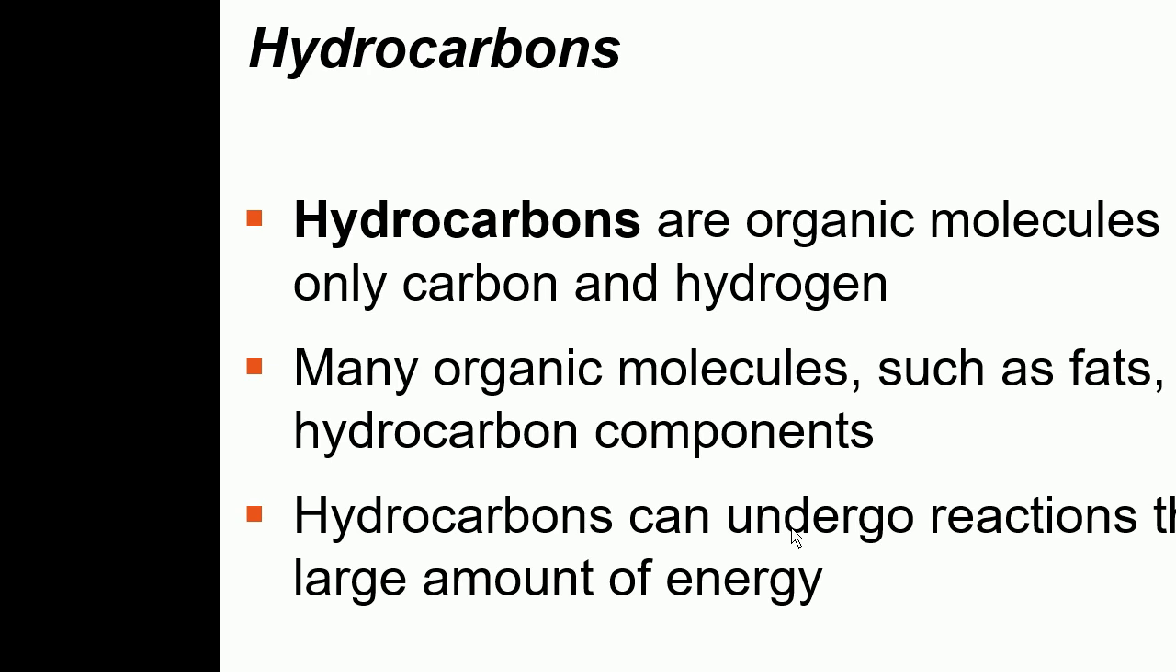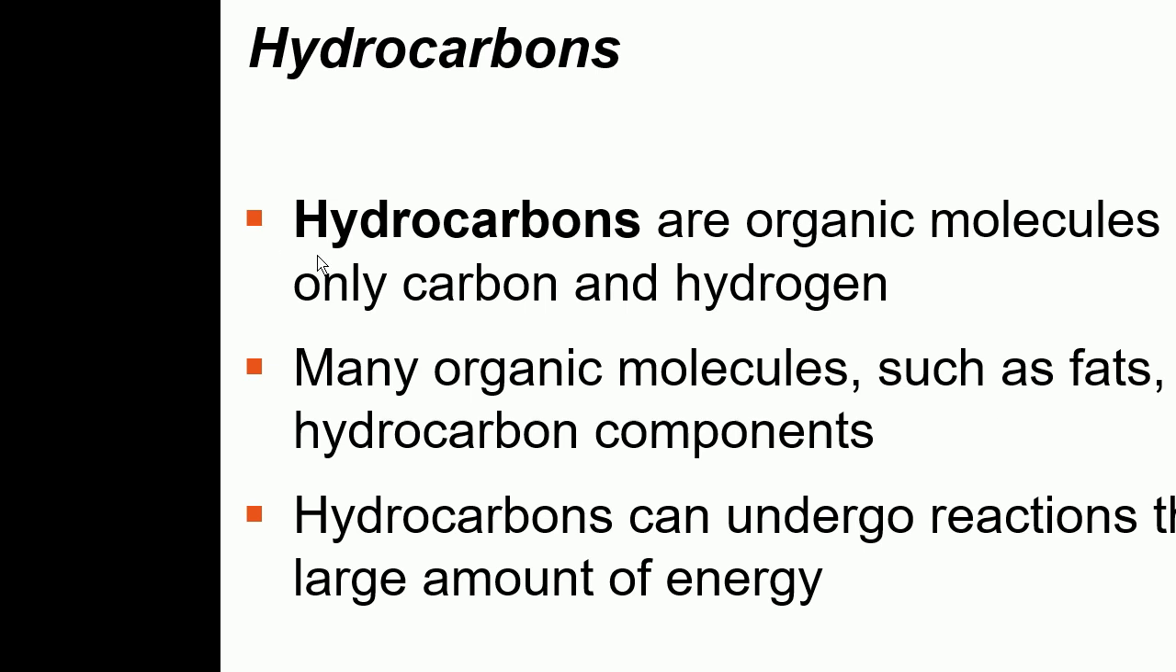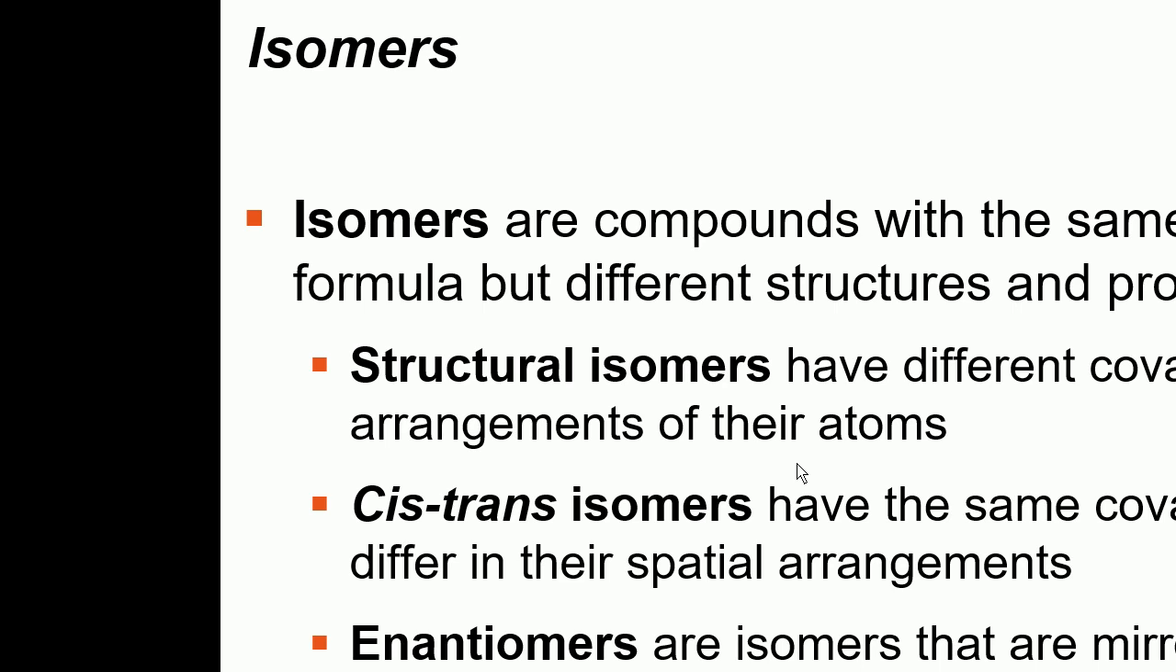Hydrocarbons are those compounds which have carbon and hydrogen in them. So many organic molecules, meaning those molecules which have carbon in them, such as fats, have a hydrocarbon component. Which means they have carbons and hydrogens in them, and hydrocarbons release a large amount of energy. This is a fat molecule. So we will talk about the structure of fats and all that in chapter number 5.